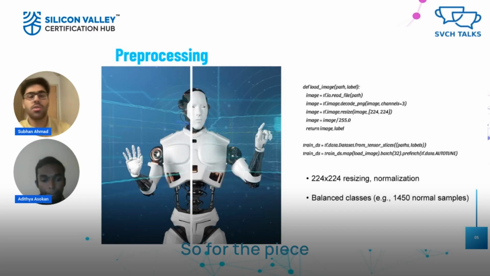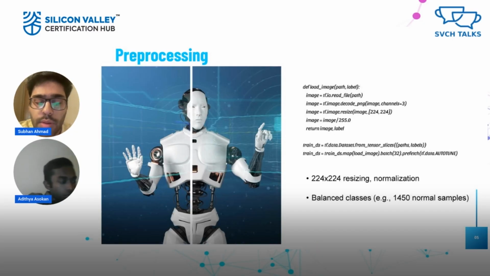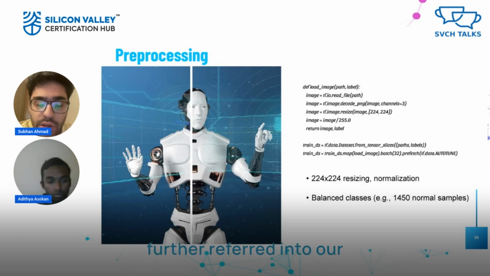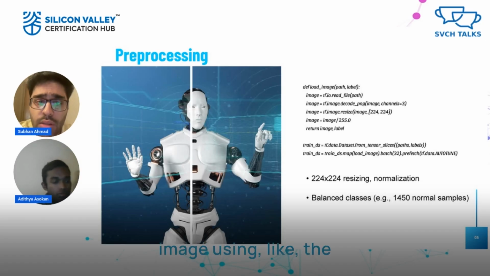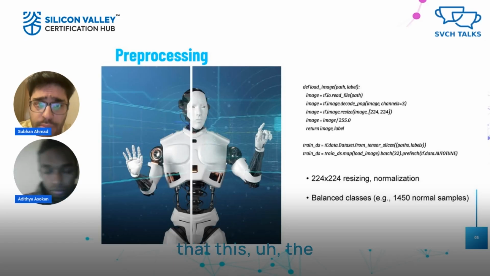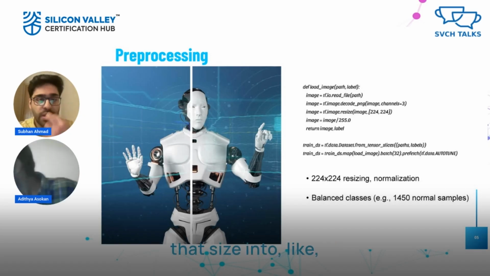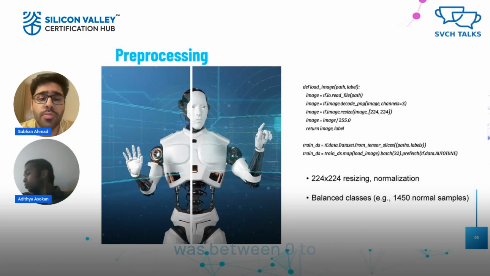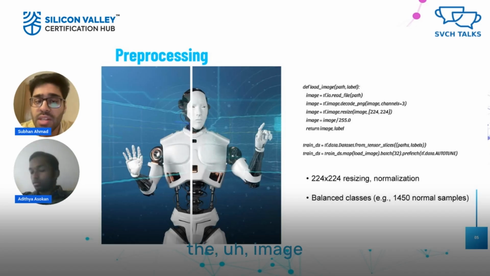For preprocessing, the way we processed the images so they can be fed into our model was that we first read the image path, and then we decoded the image using three image channels, RGB, for color depth. We made sure the image size was 224 by 224, and then we converted the pixel values to between 0 and 1 to normalize them, and then we return the image and the label.